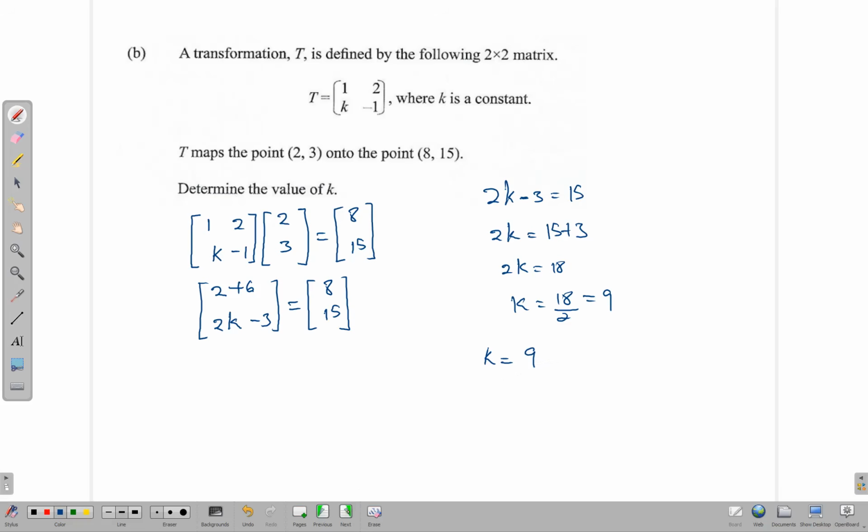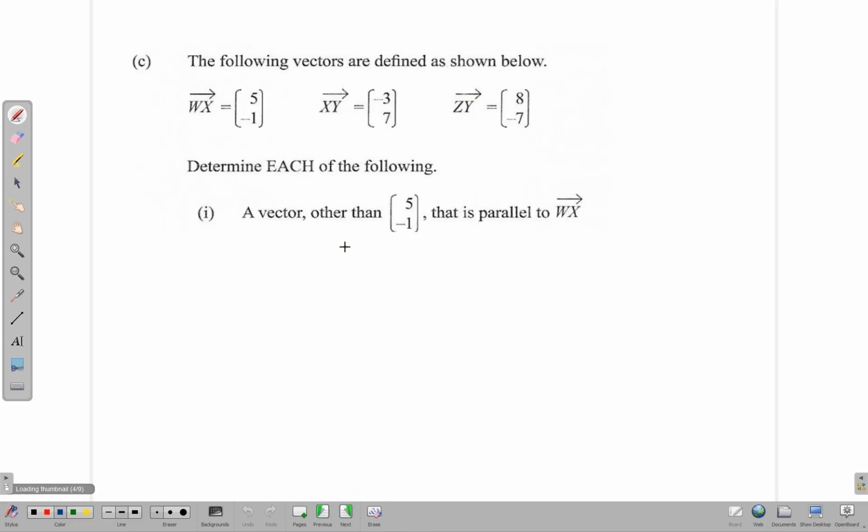Continuing with our question, we have part C. The following vectors are defined as shown below: wx, xy, and zy. All right, determine each of the following. So we want to find a vector other than (5, -1) that is parallel to wx.